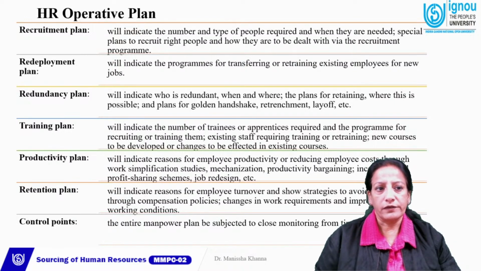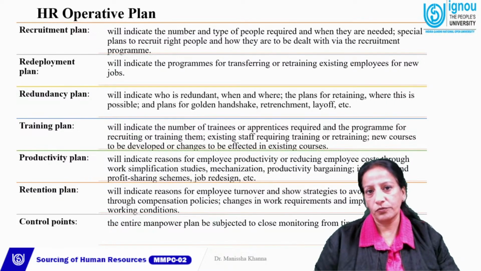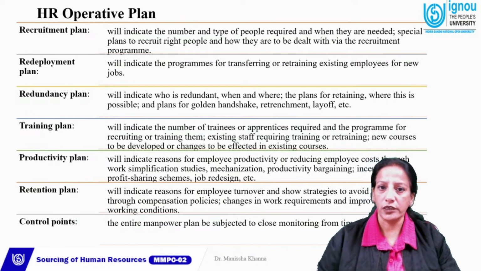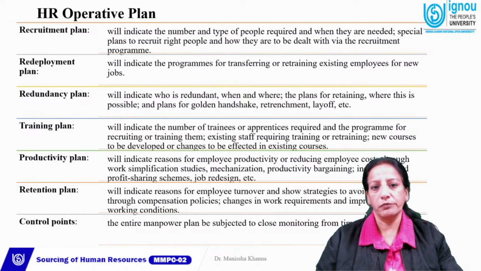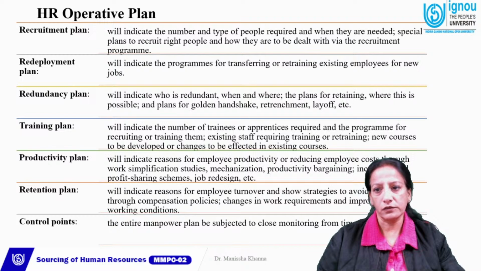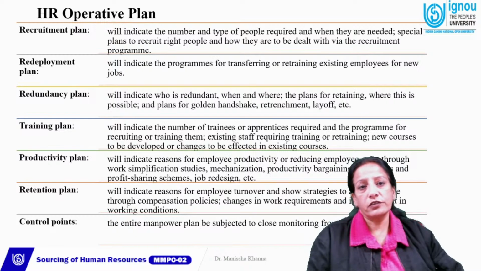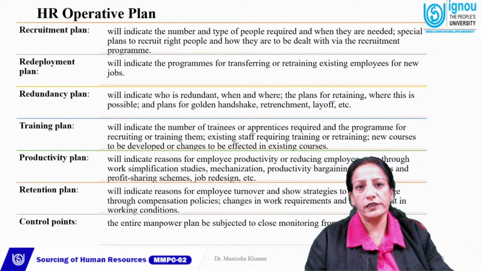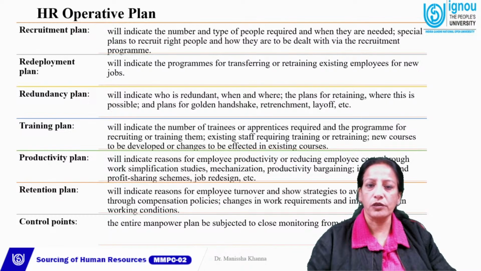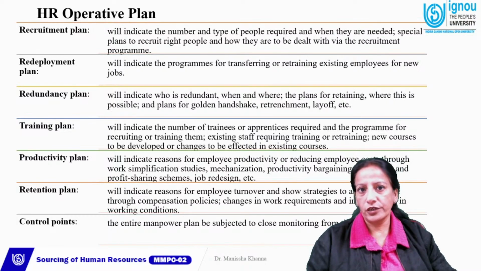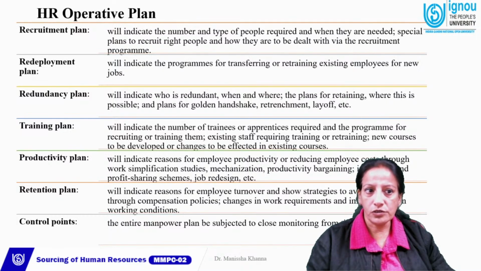HR operative plan. There are certain sub-plans under the umbrella of the HR operative plan. One is the recruitment plan, which indicates the number and type of people required, when they are needed, special plans to recruit the right people, and how they can be dealt with in the recruitment program. Redeployment plan refers to programs for transferring or retraining existing employees for new jobs, maybe in terms of refresher trainings or trainings for growth or for promotions.